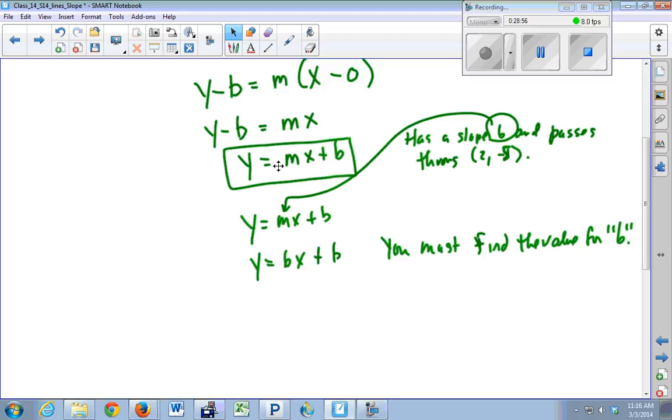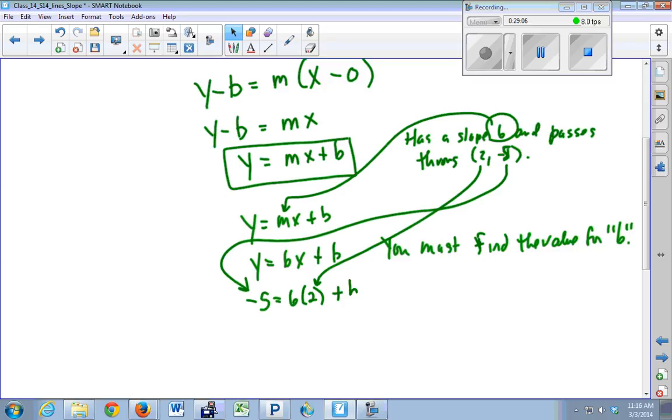Yeah, 2, negative 5. So you put in your point. Y is negative 5 and x is 2. So you throw that in and guess what? You solve for the letter b. Negative 5 equals 12 plus b. B equals negative 17. So now you have all of the information you need to know.